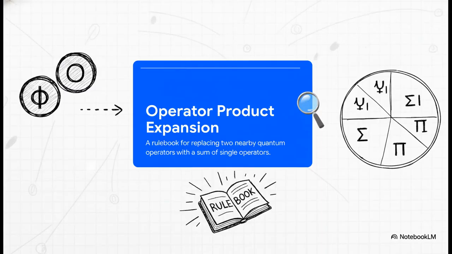So the most powerful tool in our quantum CFT toolbox is something called the operator product expansion, or just OPE. You can think of it as a definitive rule book. It tells you exactly what happens when you smash two quantum operators right up against each other. And instead of getting some kind of complicated singular mess, the OPE lets you just replace them with a nice, orderly sum of single operators.